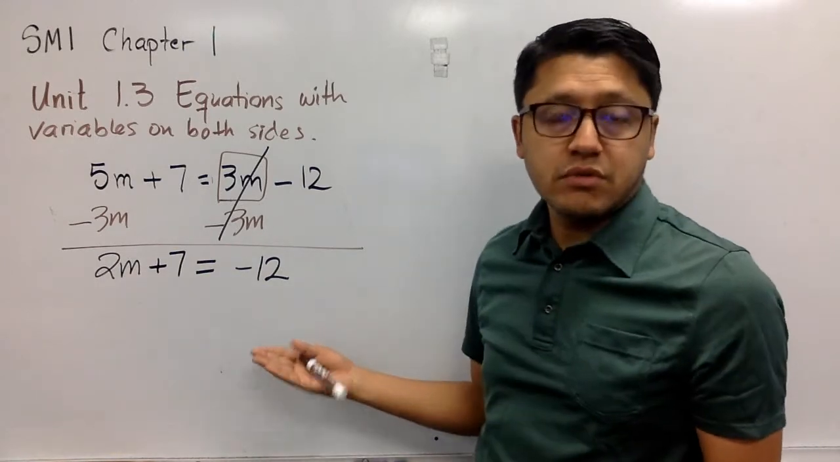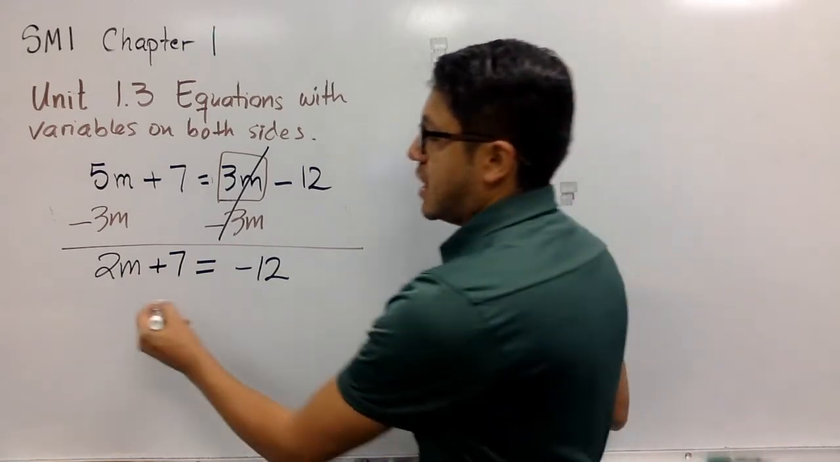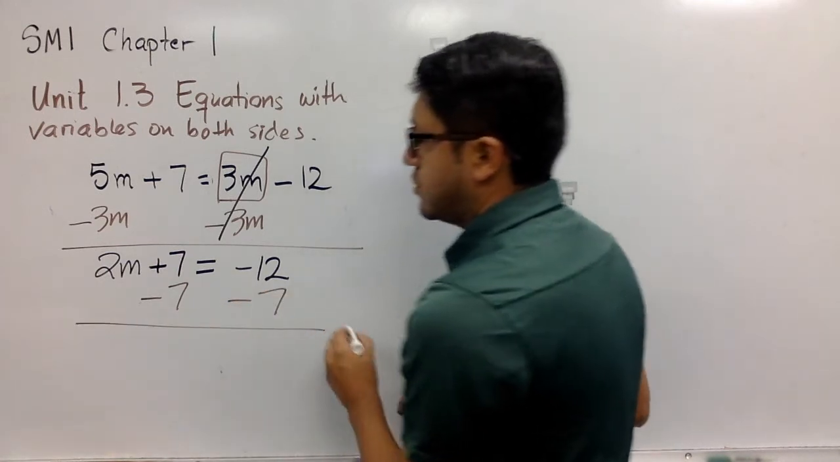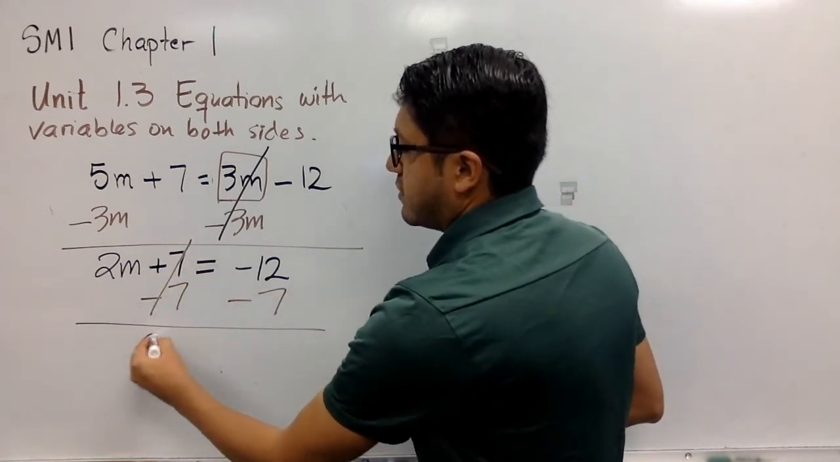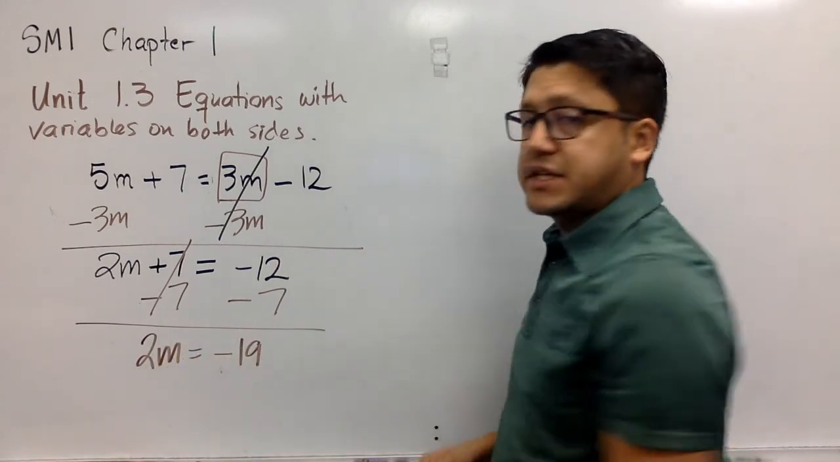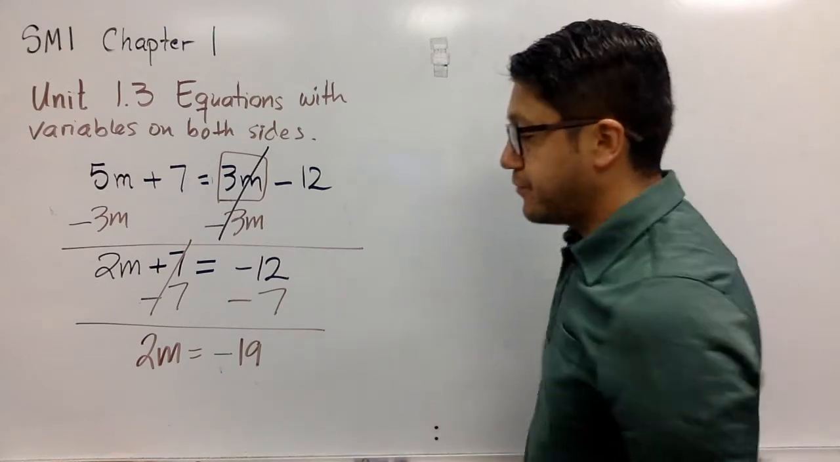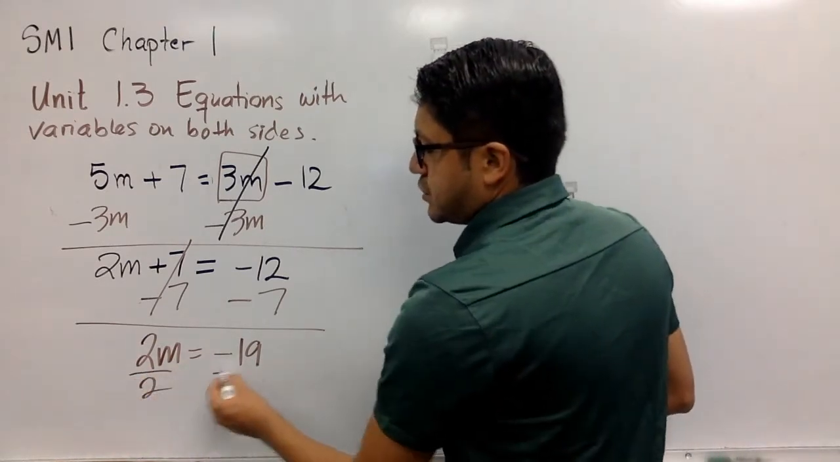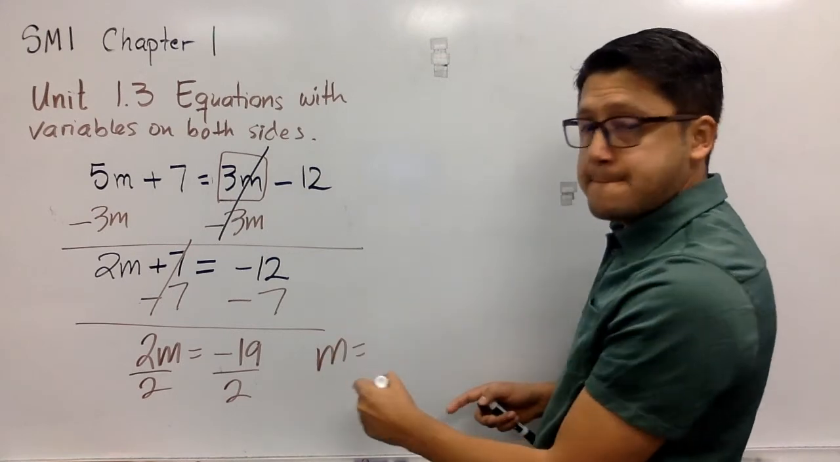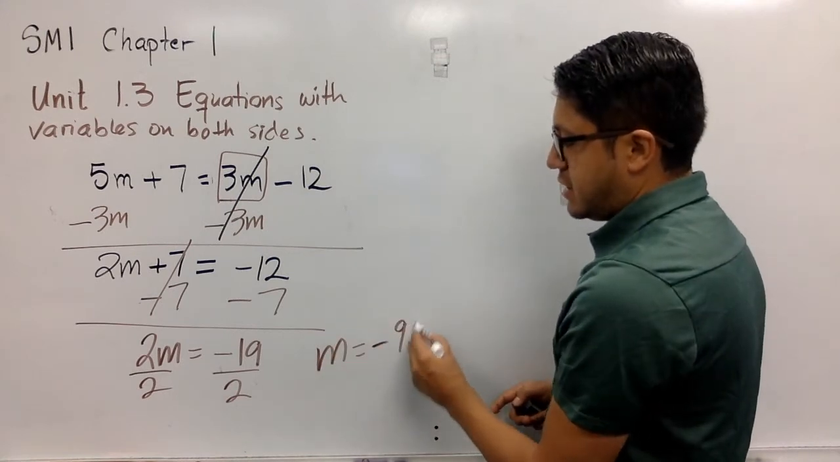So now let's continue. This is something that you're already familiar with. So our next step is to subtract 7 on both sides. So that this is canceled. So we have 2m equals negative 19. And finally, we divide by 2. With this, the solution is m equals negative 9.5.